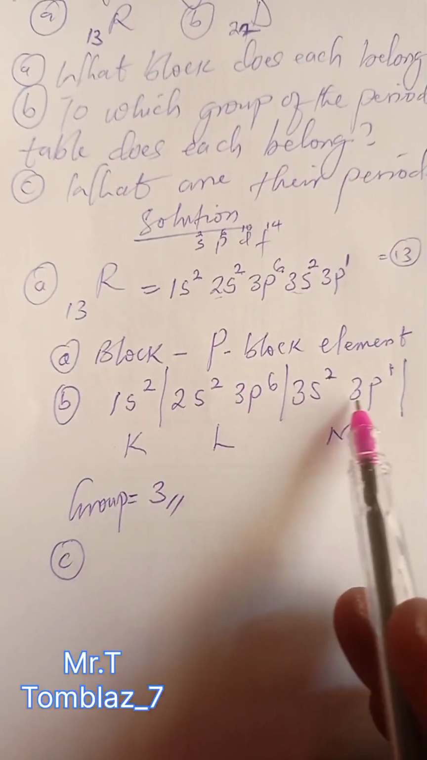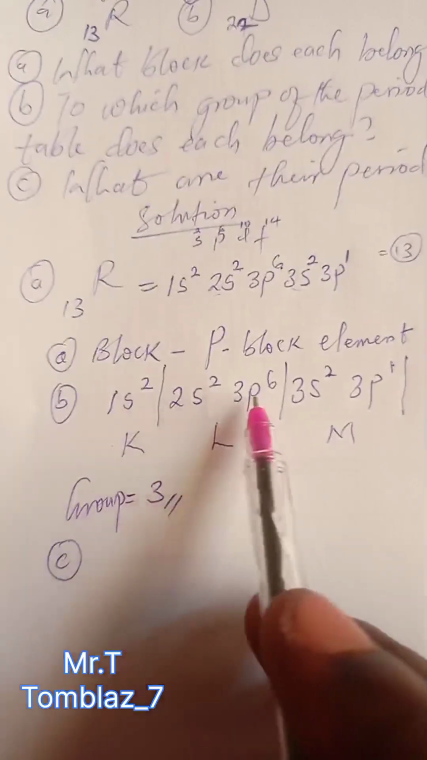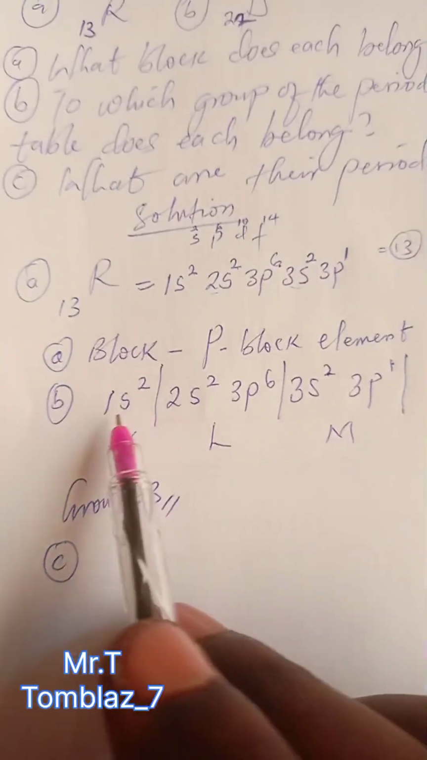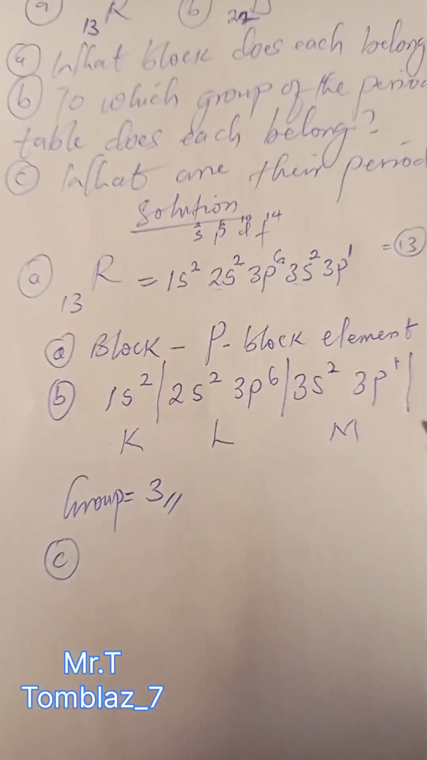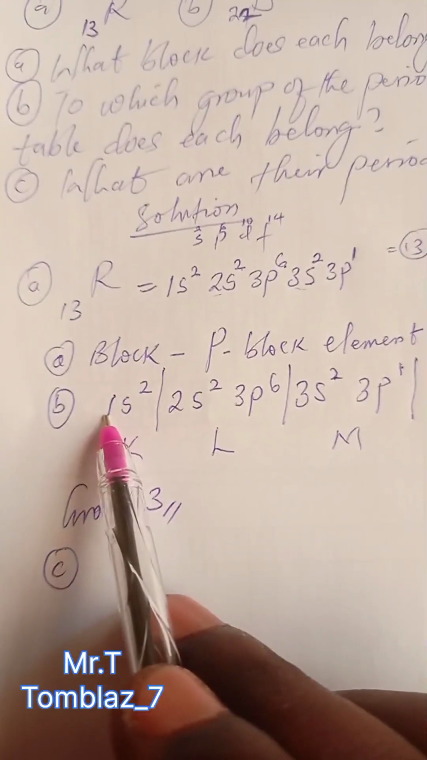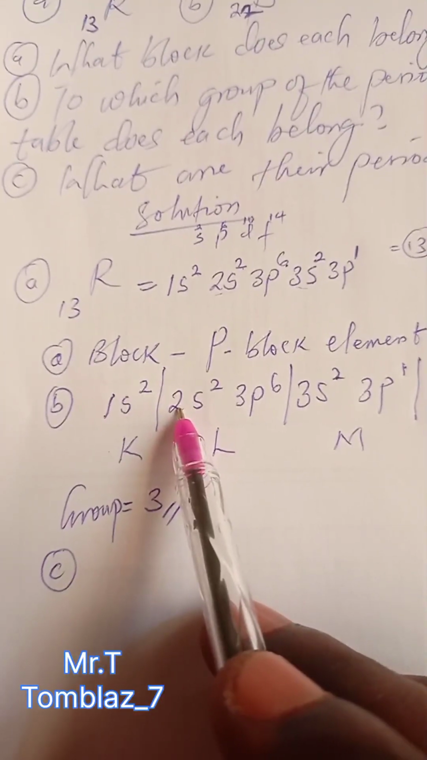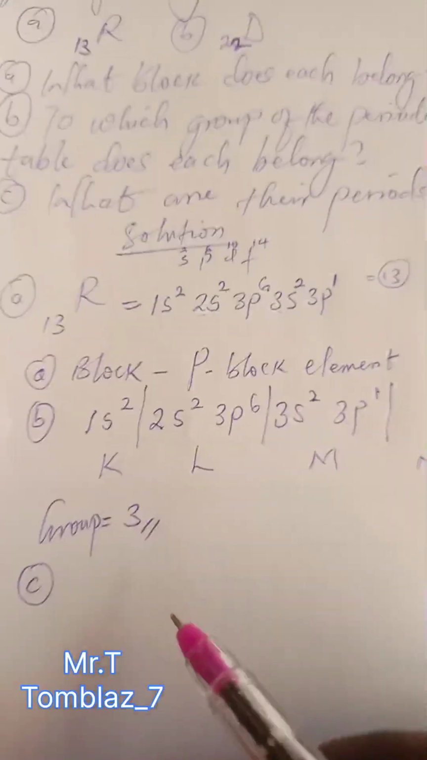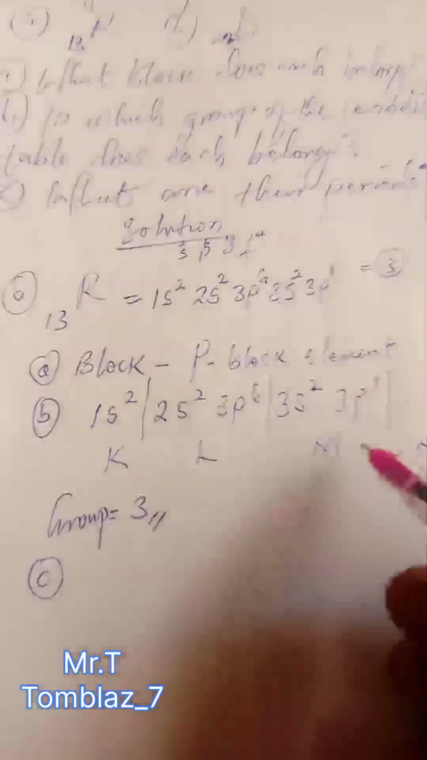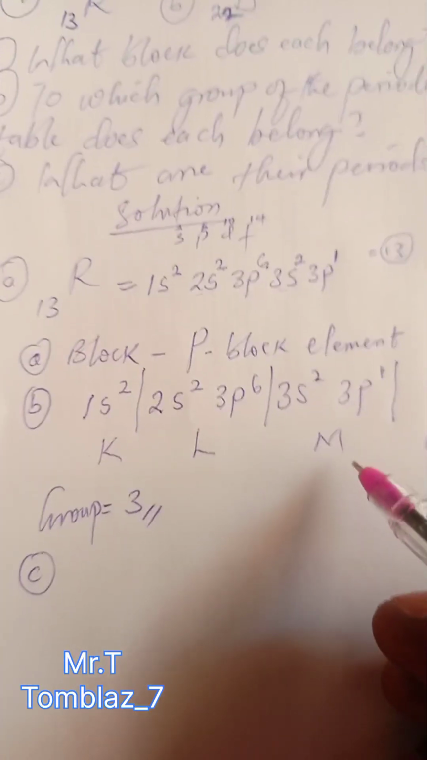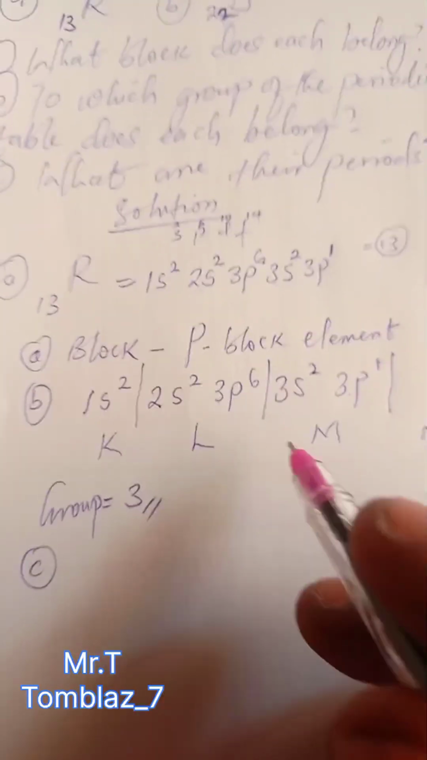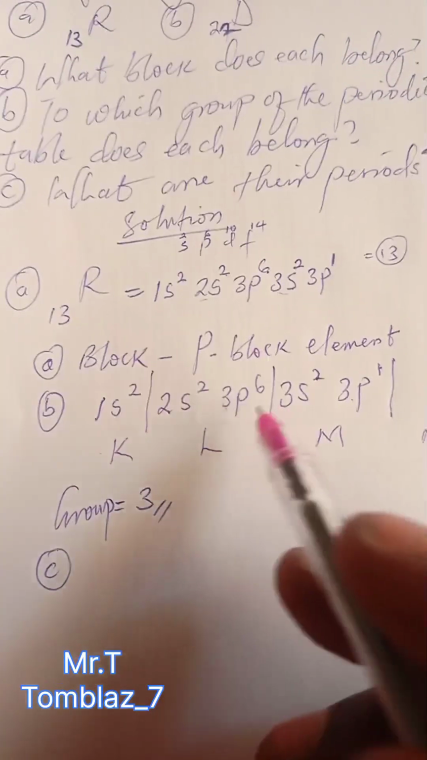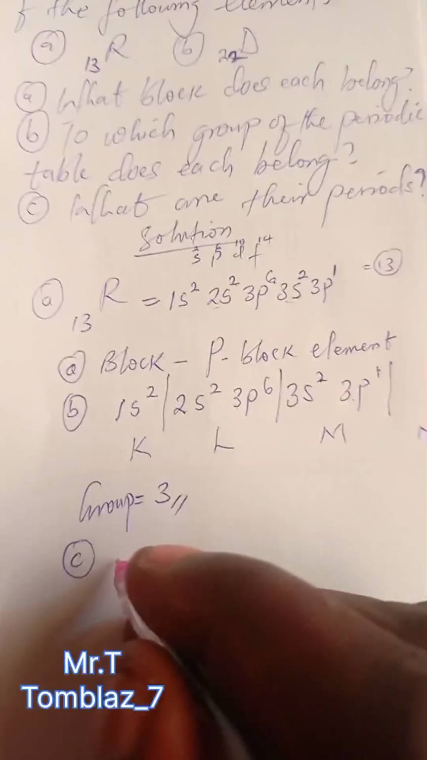We have s here, we have p here, we have p here. But what are the energy levels? We have first energy level, second energy level, third. So we are going to be picking the highest energy level here. That will give us our what? Our period. So looking at this is 1, 2, 3. So the highest energy level here is 3, right?